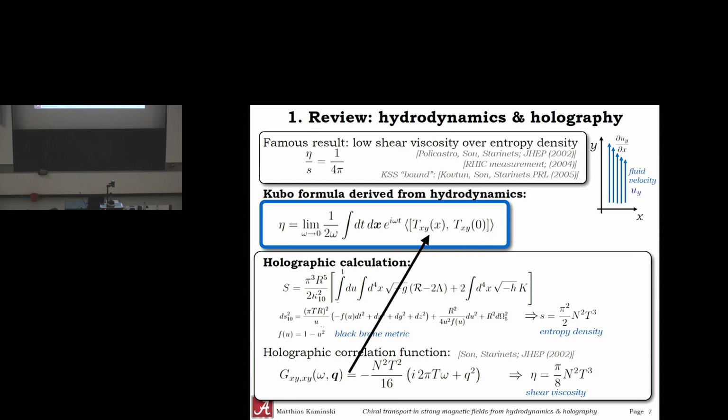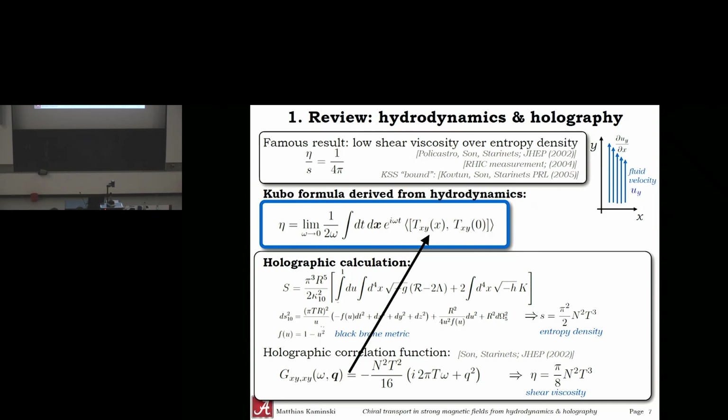So the holographic model I've chosen here is just the model from Policastro-Son-Starinets: the R minus 2 lambda Einstein-Hilbert action, and then here's the Gibbons-Hawking boundary term. And then we have a metric, which is just a black brane metric with a blackening factor 1 minus u squared in u coordinates. From that, you can calculate the entropy density. From a fluctuation calculation in this background, metric fluctuations, you can calculate the metric fluctuation in the xy direction, and that gives you this correlation function using the Son-Starinets recipe.